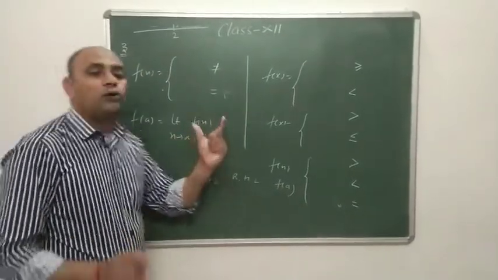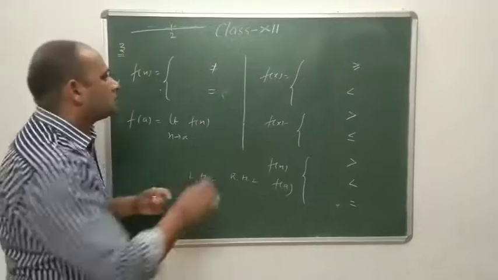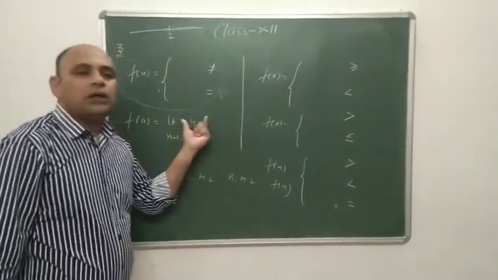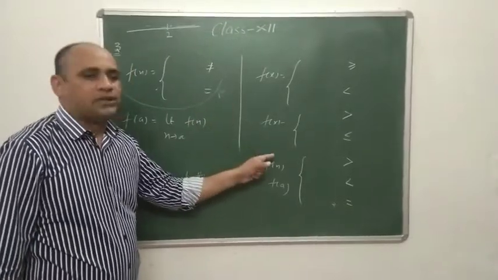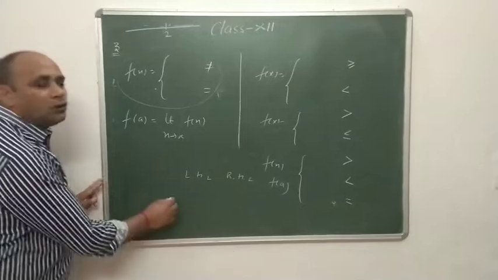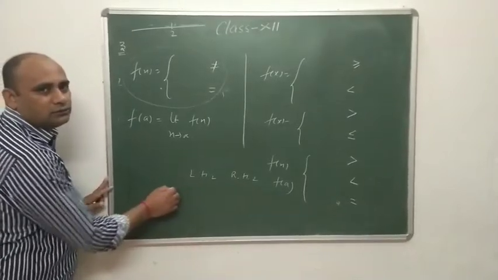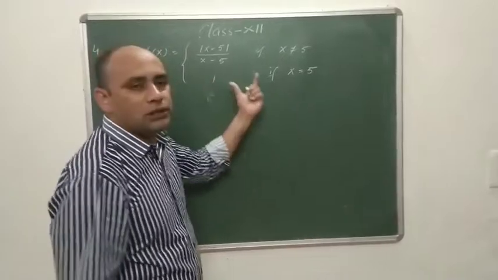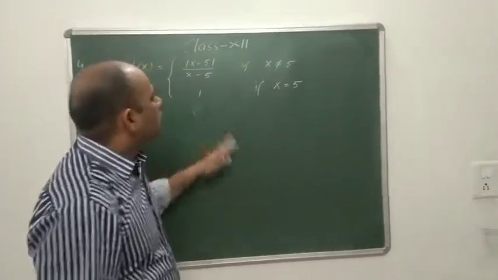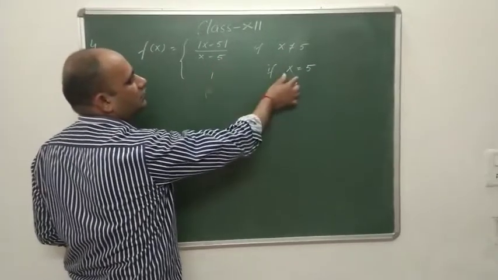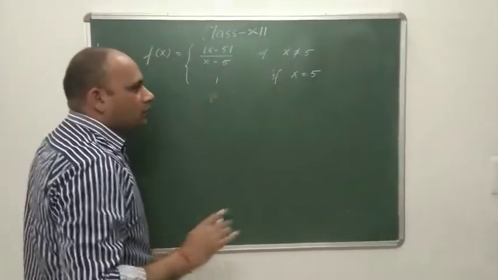Some examples of modulus function also can be changed in this type. So we will discuss one example of a modulus function. So you will see if x is not equal to 5, this part, and if x is equal to 5, it is 1.